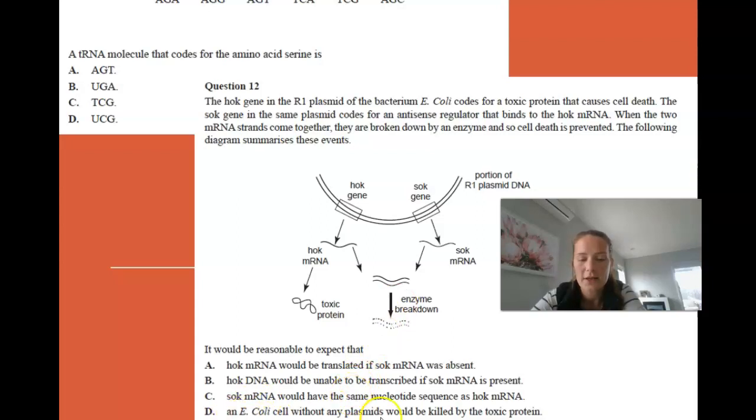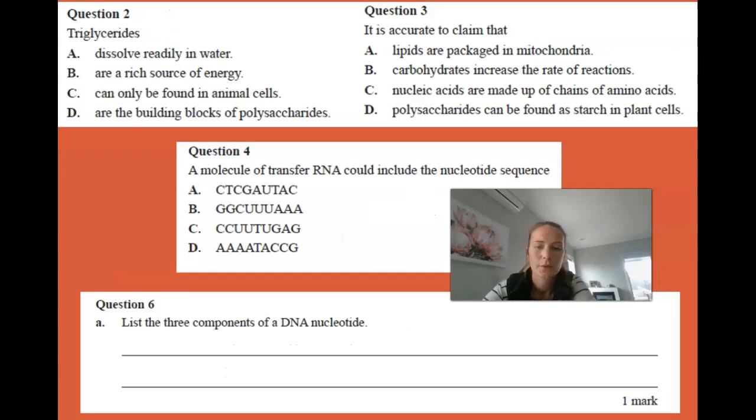An E. coli cell without any plasmids would be killed by the toxic protein. If the E. coli cell did not have the plasmid, they would not produce the toxic protein because the gene for the toxic protein is on the plasmid. So your answer would have been A. All right, have a go at these ones and hit pause.